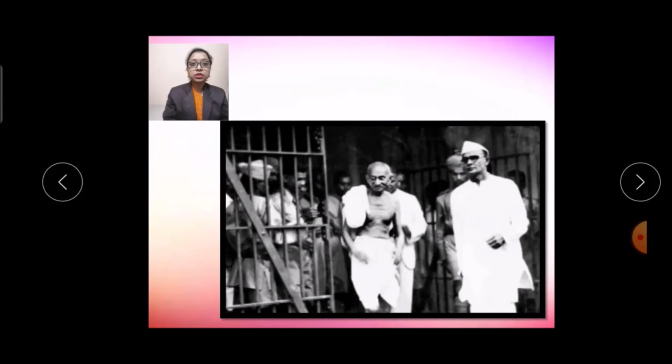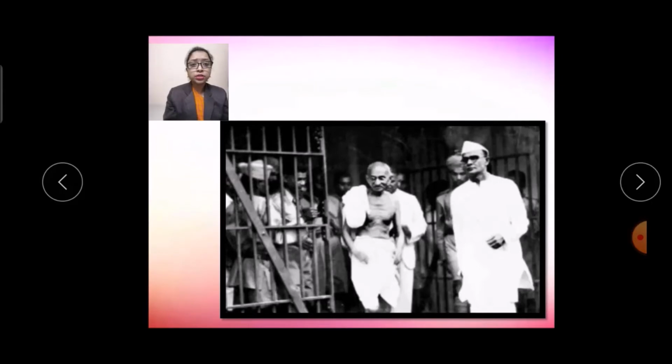And when the British saw that Indians refused to rise even when beaten, to stop this, the British arrested Gandhiji, but the British were soon forced to release Gandhiji. So here you can see Gandhiji coming out from the jail.